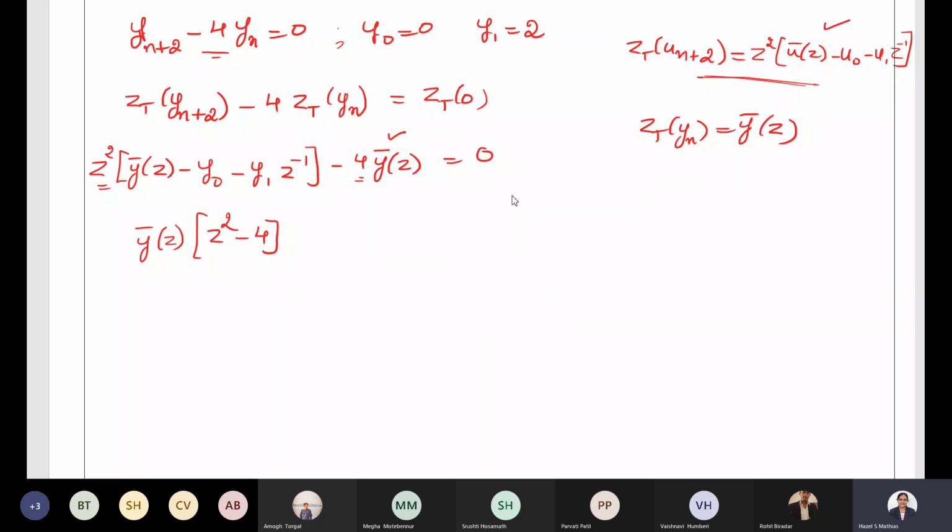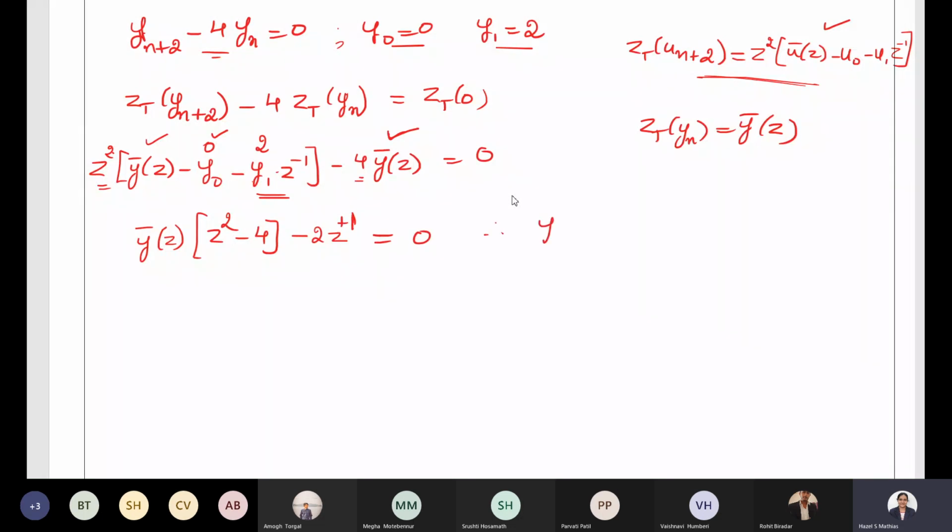Then what else is remaining? See here, there are two conditions as well: y0 is 0, y1 is 2. So y0 is 0, which makes that term 0. We have written this term also, so only this term remains now. That is minus 2 into z power minus 1 into z squared. See, the y1 value is 2, so 2 into z power minus 1 into z squared, so it will be 2z, with a minus sign. That is equal to 0. This is what we get.